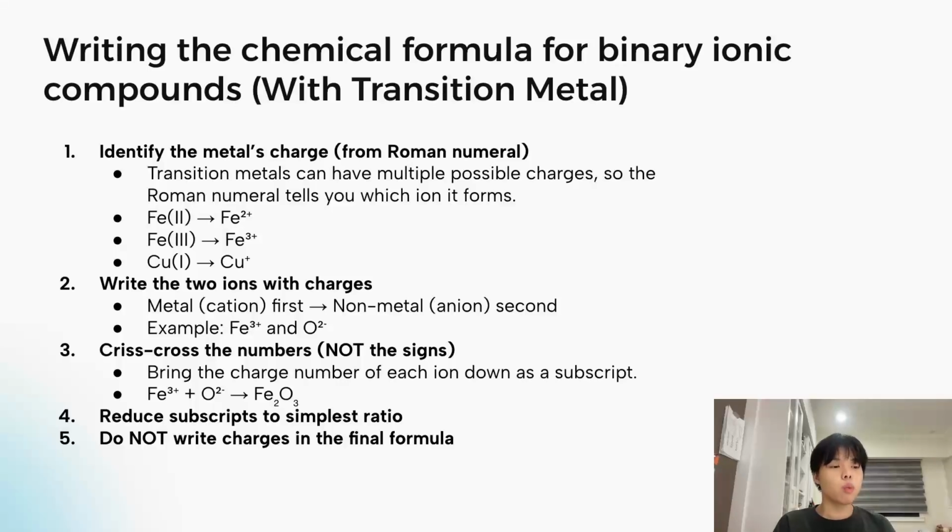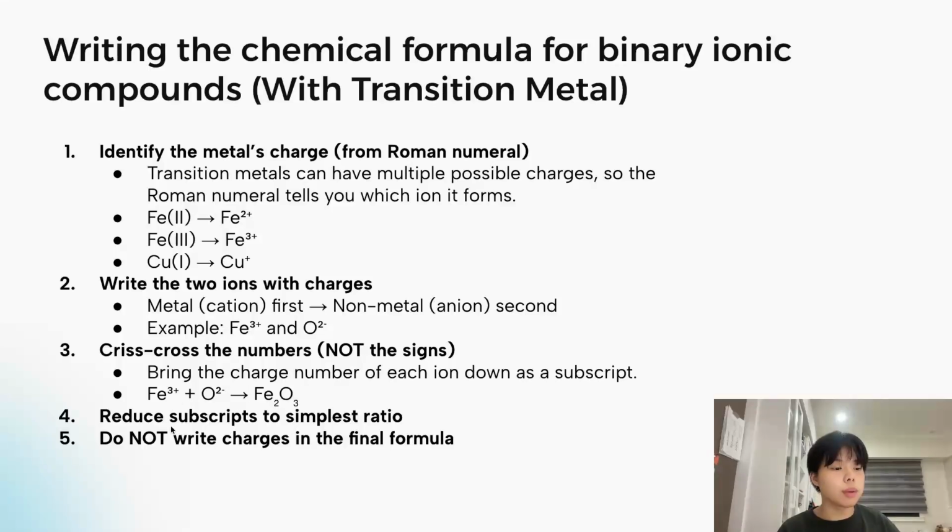So we first write the two ions with charges. Metal cation first, non-metal anion second. And of course, in this case, if it is ionic bonding, the transition metal will always come first as it is the metal. So for example, we write Fe3+ and O2-. Again, we use the crisscross method, and we bring the charges of each ion down as a subscript, following all the rules mentioned previously. So the charge of Fe goes down as the subscript of O, and the charge of O goes down as the subscript of Fe, crisscross.